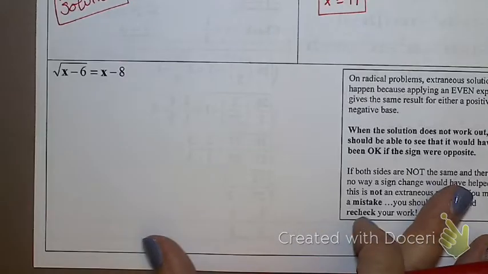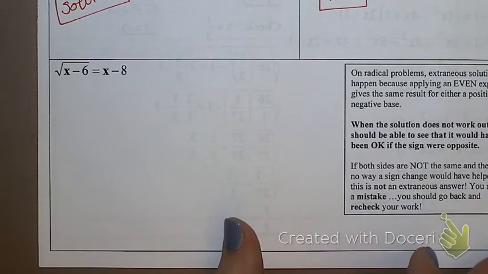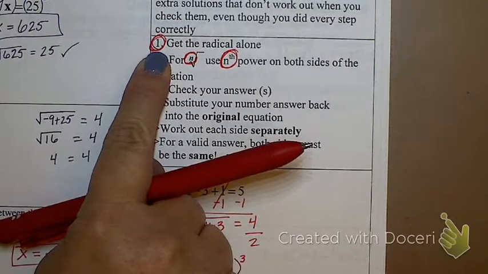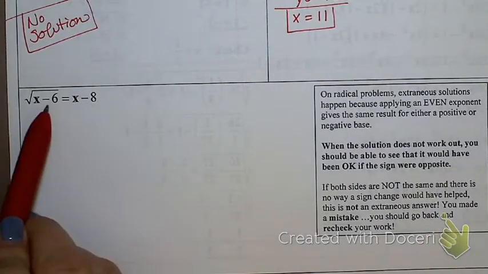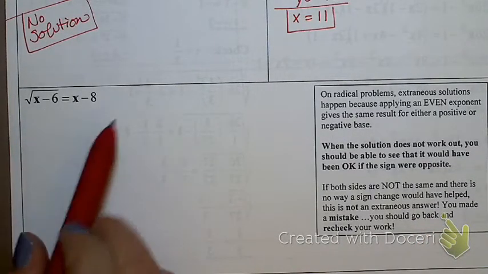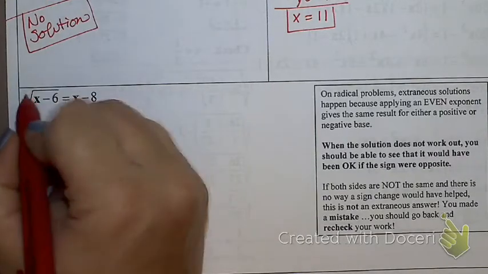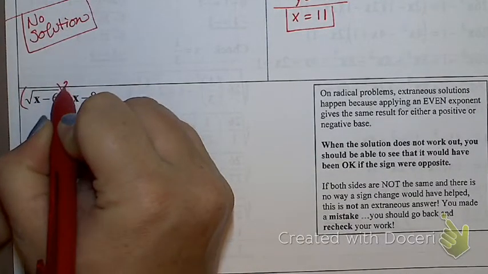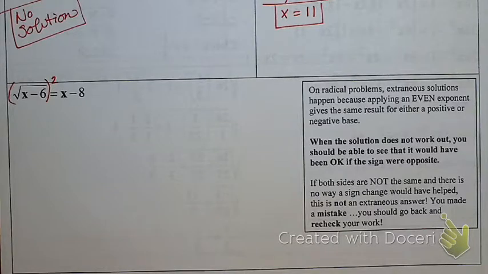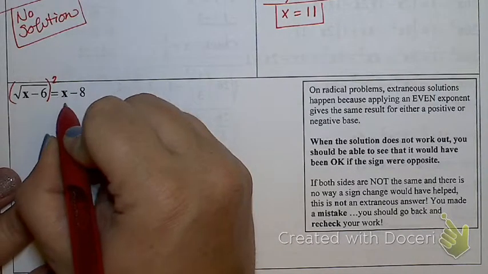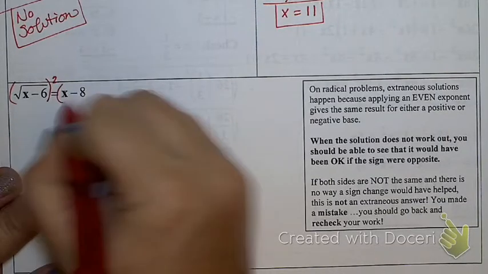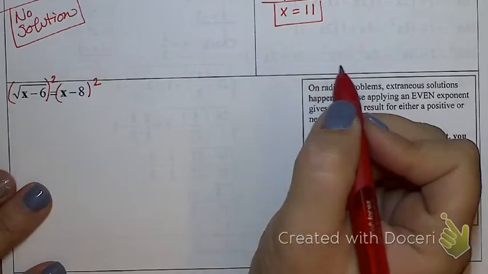One that looks a little different. Okay, what's my first question going to be? Is the radical alone? Yes, because even though there's a 6, that 6 is part of the radical, right? So if the radical is alone, I'm ready to square both sides. Now, this is important here. Squaring the right side does not mean that I square the x and I square the 8. It means that I square the whole side. Which means what?